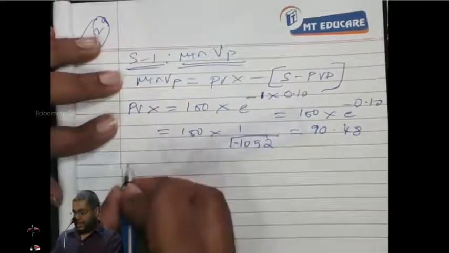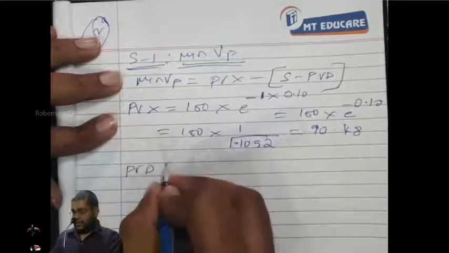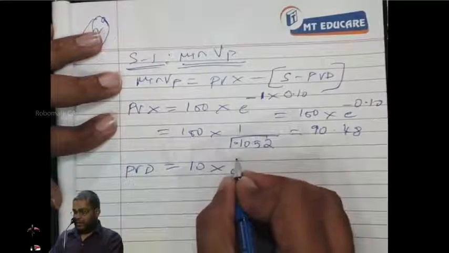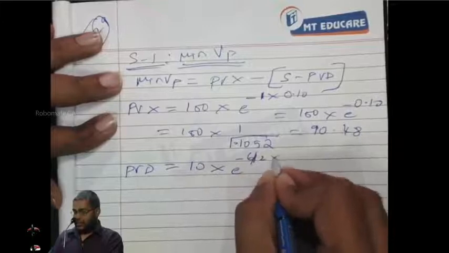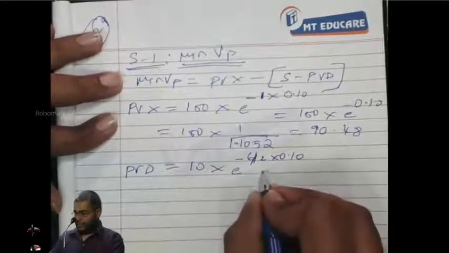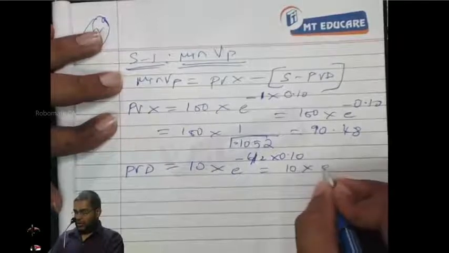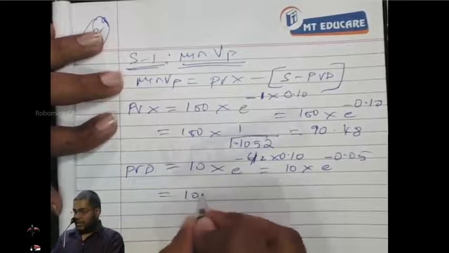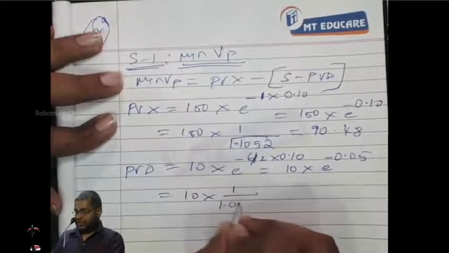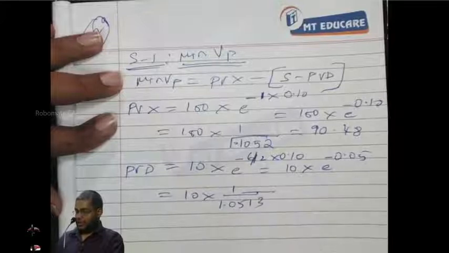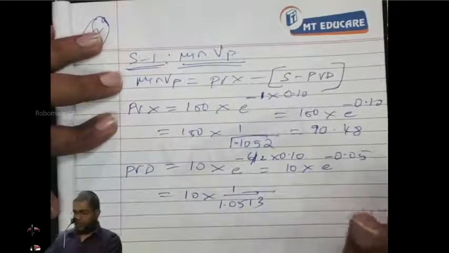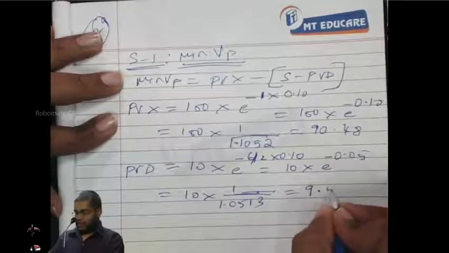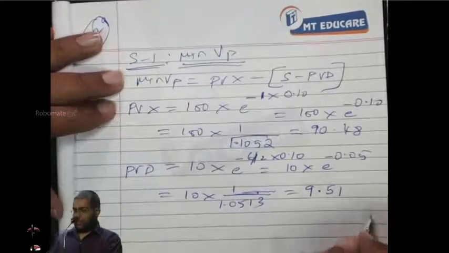Next, present value of dividend. What is the dividend? 10 rupees into e power minus 6 by 12 into 0.10, which is equal to 10 into e power minus 0.05. That is 10 into 1 by 1.0513. The present value of dividend is 9.51.